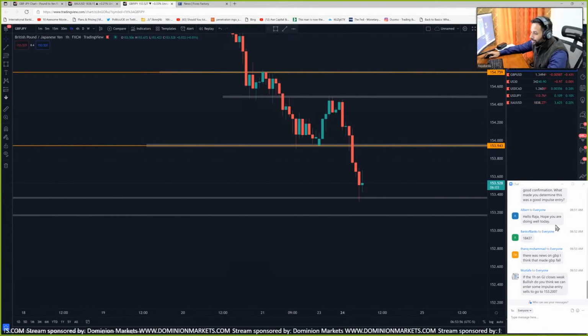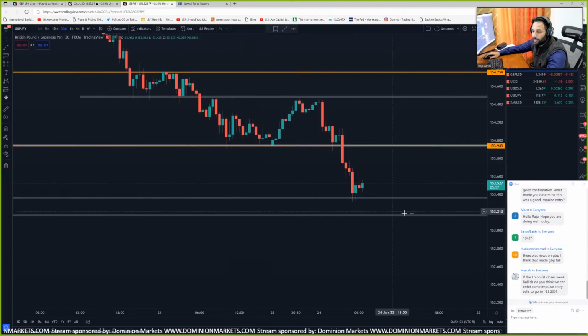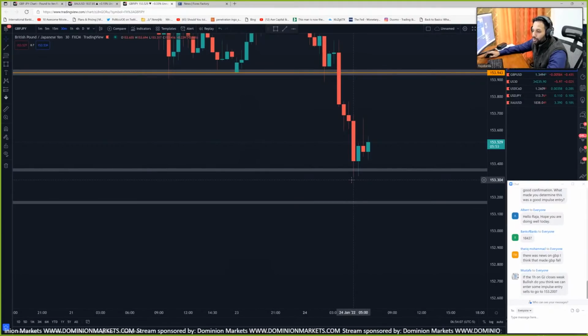If the 1 hour on GJ looks weak, bullish, do you think we can enter some impulse entry sells, go to 153.200? No, I don't know. I'll need price to break below these wicks, 153.300. You know, these wicks here.